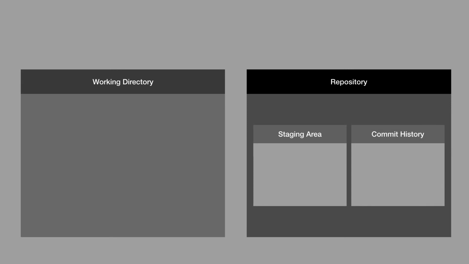And in order to add a file to our repository, first we add it to our project folder, so it goes into our working directory. Then we add it to the staging area, and then it becomes a part of a commit in our commit history.